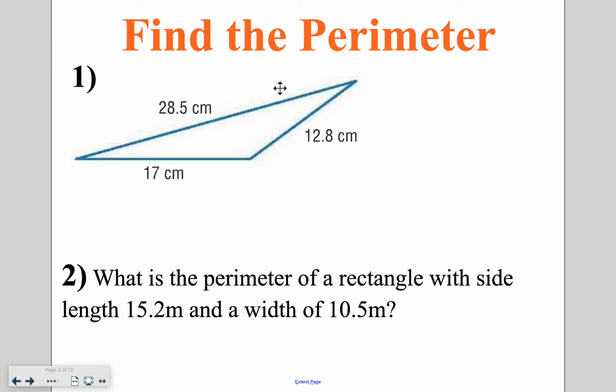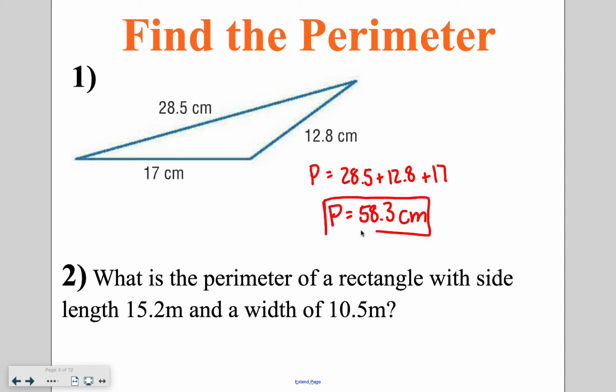In this first example, we have a triangle. So to find the perimeter, I would be doing 28.5 plus 12.8 plus 17. So we set it up by adding each of the values together, and then you would get your final answer, which is going to give you a perimeter of 58.3. And then our label is centimeters, because that tells you how far around, since the original measurements were in centimeters, our final measurement is going to be in centimeters.